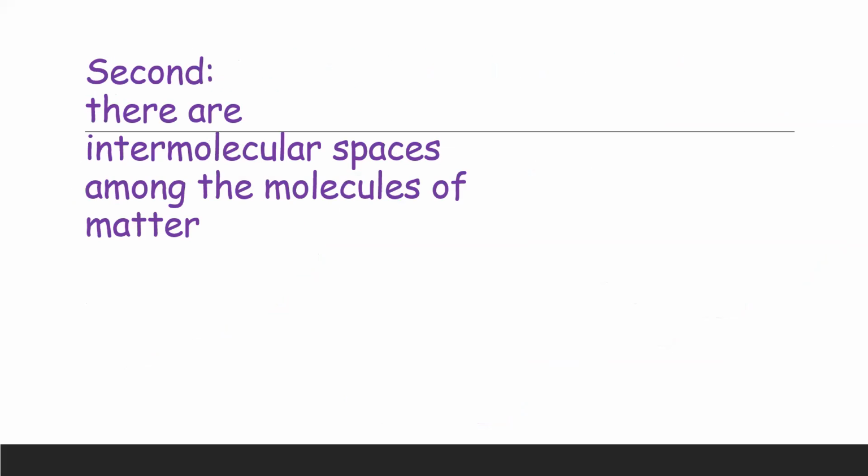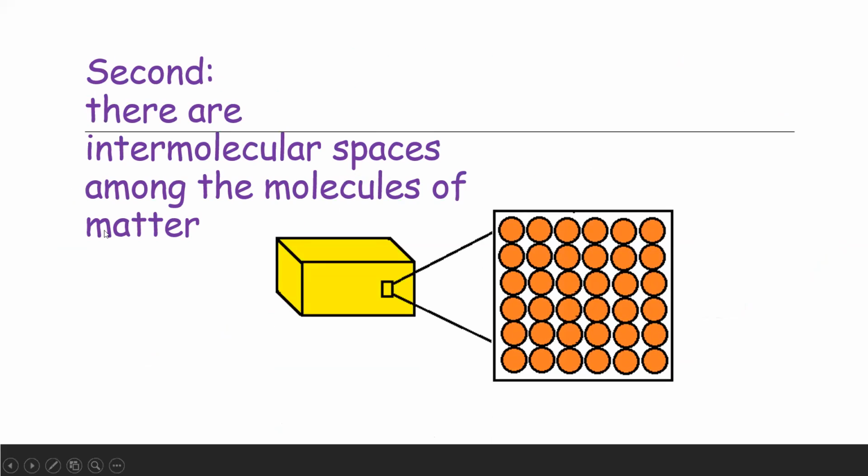Okay, what is the second property? The second property is that there are intermolecular spaces among the molecules of matter. What does it mean? Let's make an experiment together. Imagine this is a box, and this box is solid. All of us already know that the box is solid. It is built up of molecules or particles that are close to each other. But if you focus here, can you see these white spaces? They are not that tight together. There are some spaces between them, so they are called intermolecular spaces among the molecules of matter.